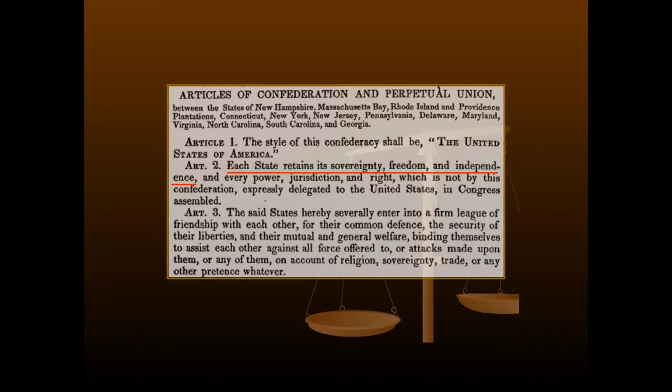because when we looked at Article 2, it says each state retains its sovereignty, freedom, and independence, and every power, jurisdiction, and right which is not by this Confederation expressly delegated to the United States and Congress assembled, it will be retained by the states. That's basically what they were saying. So we can see that in the groundwork of the Articles of Confederation, there are the seeds of its destruction. So we know that that's a problem. The Firm League of Friendship statement is a problem.